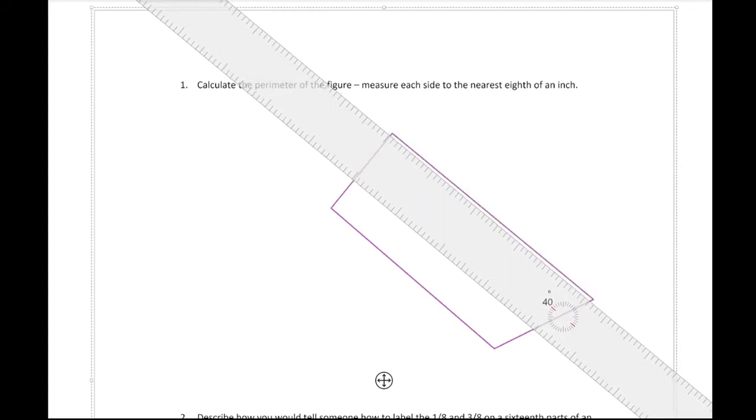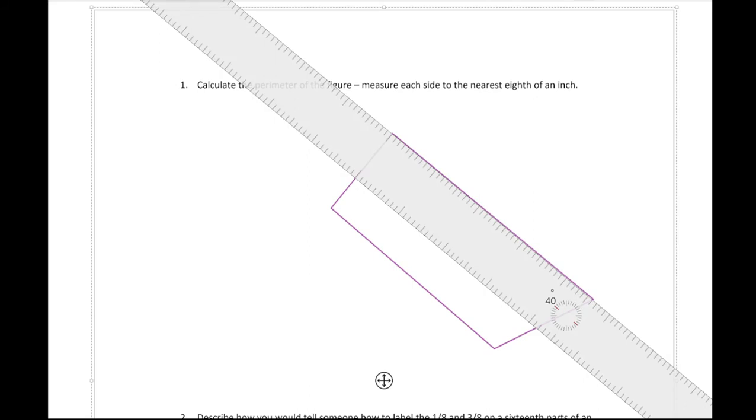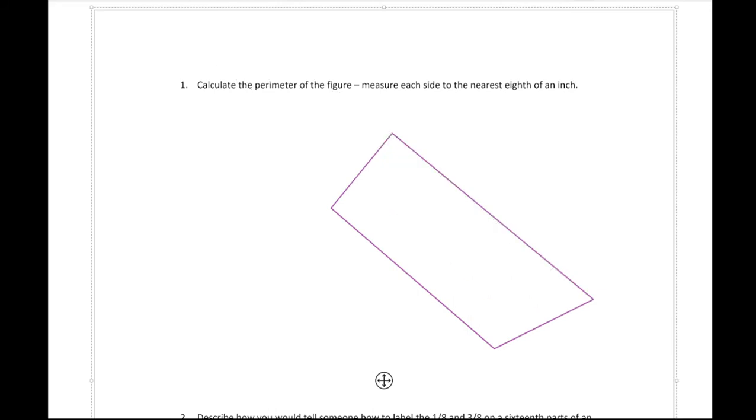So we started at 1. So 1, 2, 3, 4, 5, 6, 7, 8, 9, 10. So actually this isn't going to quite work because this ruler doesn't quite work. But again, go through, use your ruler, use the nearest 1/8 of an inch. So you're not using the smallest one, you're using the second smallest one.